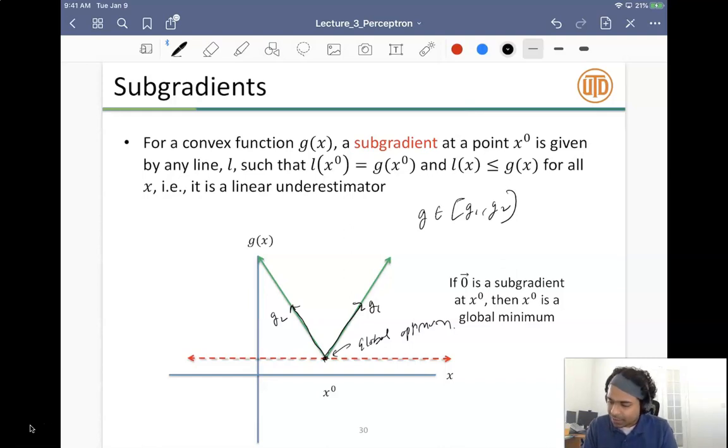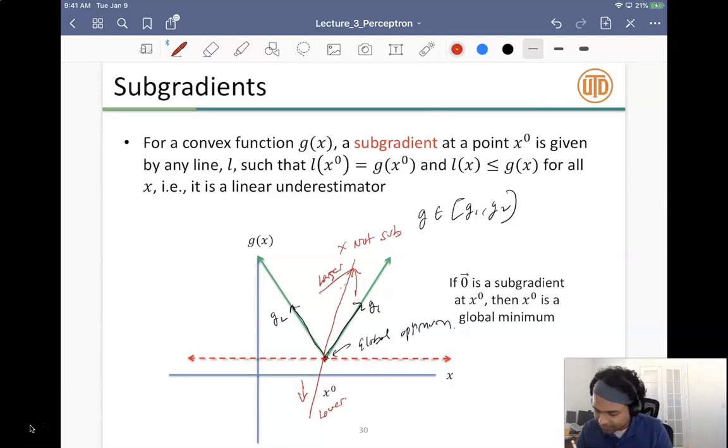But if I draw a line like this that still passes through this point, right? So it's tight over here. This is not a subgradient. The reason why it's not a subgradient is that this is actually larger than the function on this space. Even though it is lower over here, it's larger for this region, right? So here it is actually larger. So that's the reason why this is not a valid subgradient, right?